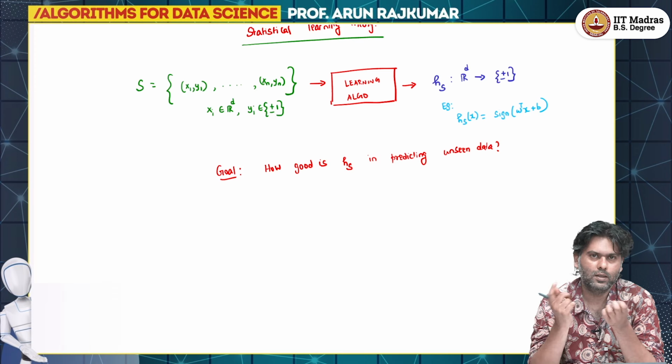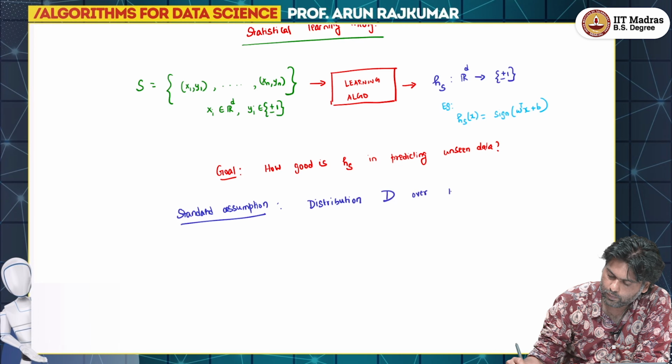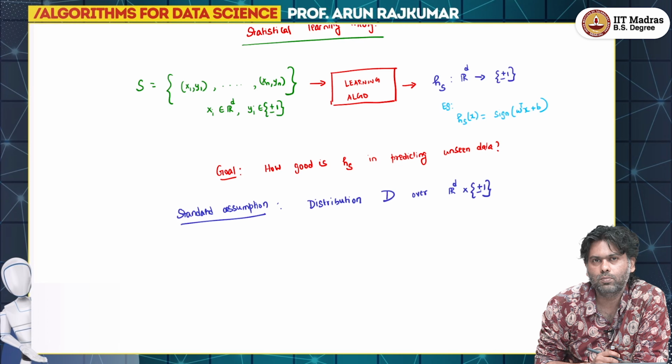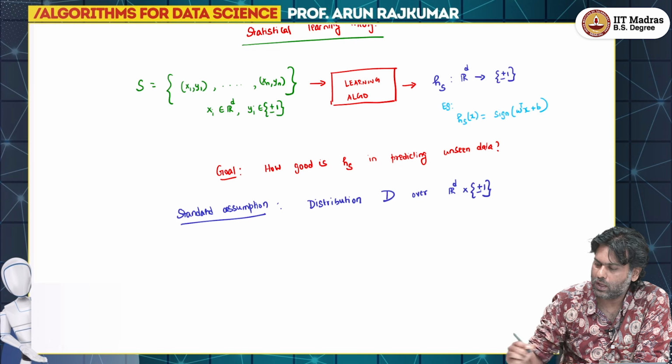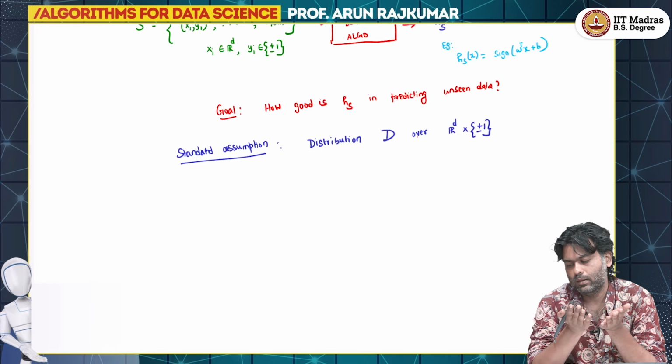But we don't want that, so we will make some assumptions, and the standard assumption that relates the train and the test is the following. There is a distribution, and this is a distributional assumption. Let's call this distribution D, over, in this particular example that we have been seeing, R^d cross plus minus 1. What does that mean? That just means that there is a probability distribution that gives me the chance of seeing a particular feature and a particular label associated with it, right? So if the feature space is continuous, then this is a density function basically. The label space is of course discrete.